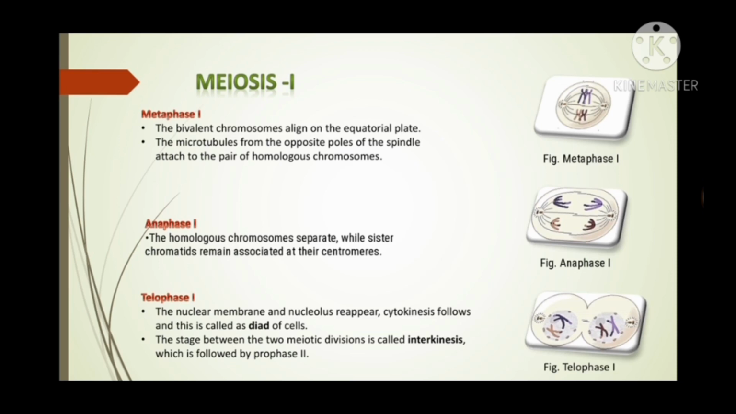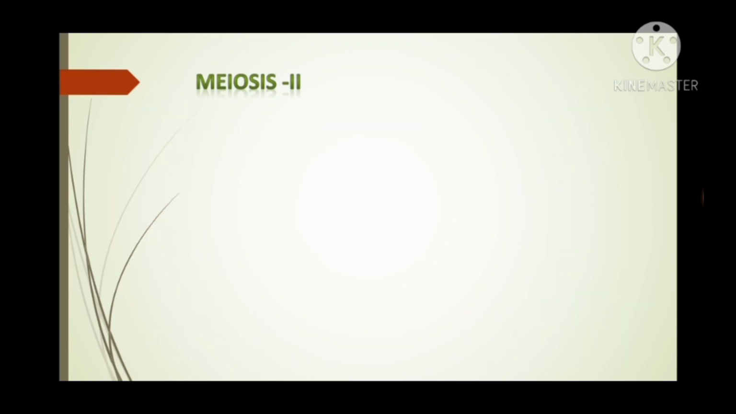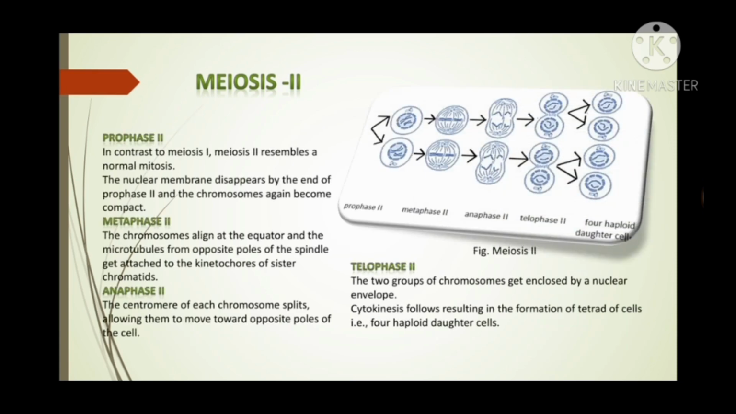तो दो meiosis 1 और meiosis 2 के बीच की जो स्टेज होती है वो interkinesis कहलाती है. Right? Coming to meiosis 2. Children, meiosis 2 is similar to meiosis 1, having the same stages, which are prophase 2, metaphase 2, anaphase 2 and telophase 2.